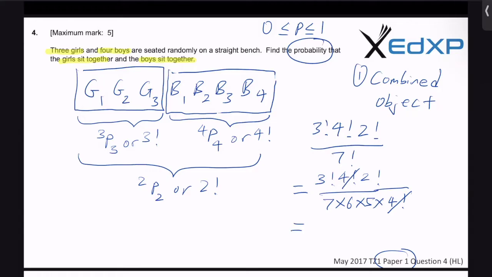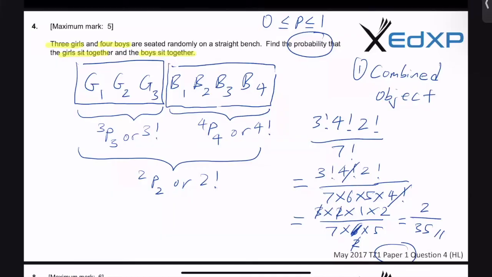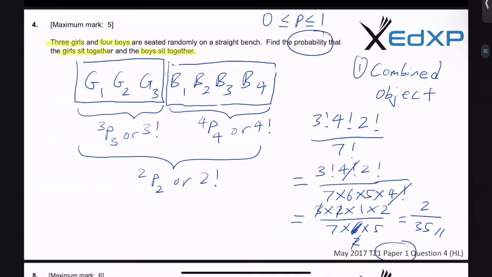Okay, I can simplify this. So 3 times 2 times 1 times 2 divided by 7 times 6 times 5. Okay, so I can divide 3 with 6 below, simplify, and 2 with 2. So my answer is 2 over 35. Okay, I hope you got that question. I'll move on to our second example.